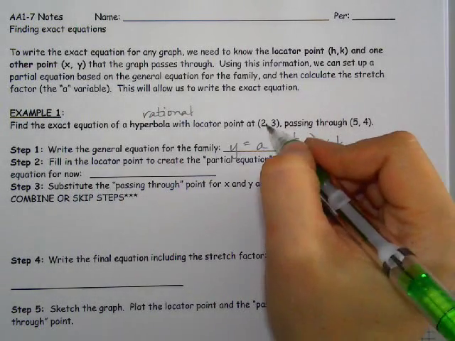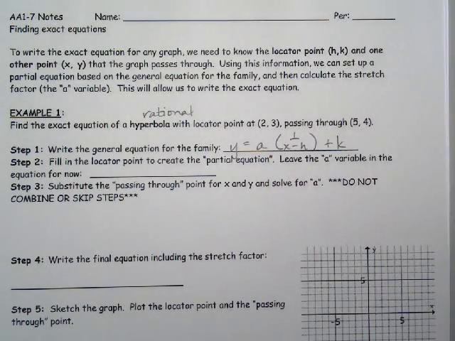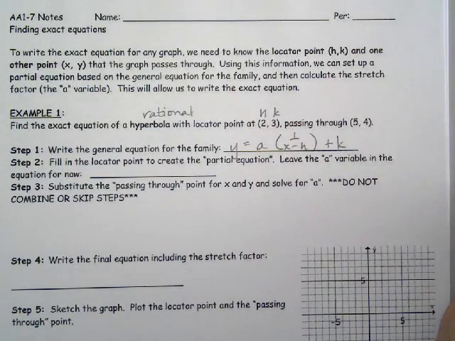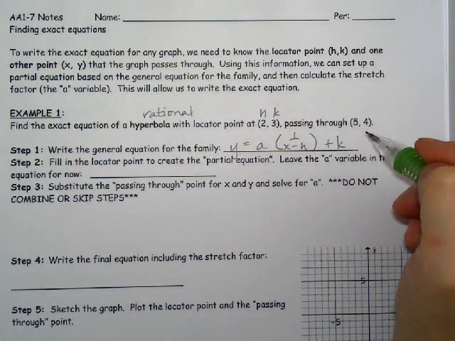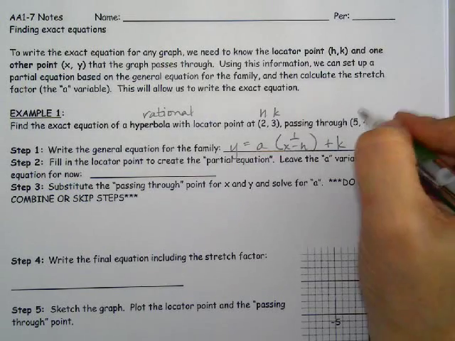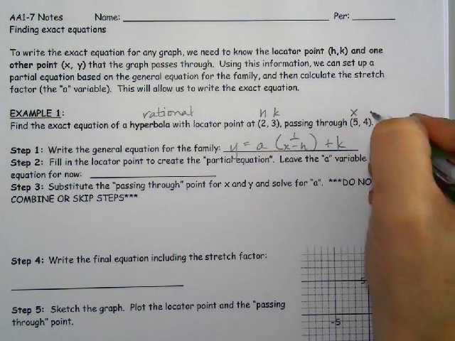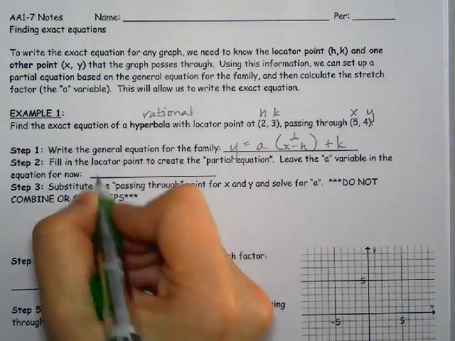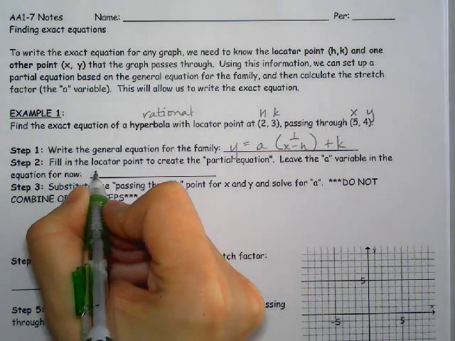If I have a locator point at 2, 3, then I know I have an h that equals 2 and a k that equals 3. I also know that it passes through the point 5, 4, which means somewhere on that graph I'm going to pass through that point, which means that's an x value of 5 and a y value of 4. So I plug in everything that I know. So fill in the locator point. We'll leave this as a partial equation. I wouldn't necessarily use this step every time, but we're going to do that right now.